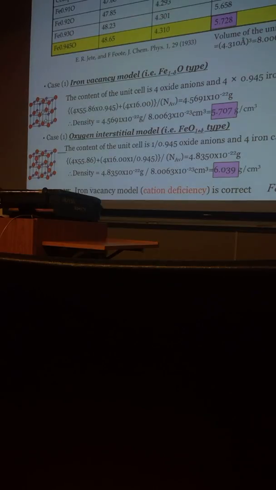I think one of your homework questions is asking about one of these compounds, and you can do a similar calculation. In this case, you evaluate whether the iron vacancy model is consistent or the oxygen interstitial model is consistent. It just follows the same guideline. Compare the calculated density from each case with the measured density, and see which one is closer. This is the way to do it.